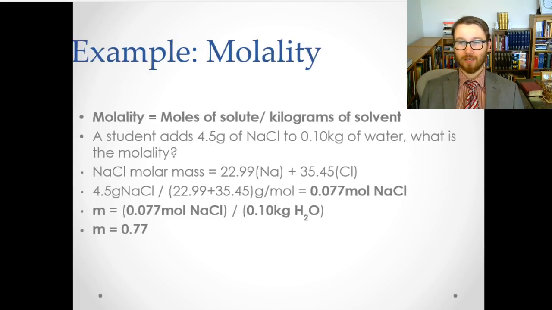Now, molality, not to be confused with molarity, is moles of solute divided by kilograms of solvent. So it's moles divided by kilograms. Now, a kilogram is 1,000 grams, as it turns out. Fun fact. So one thing to note before we talk about the example is that the symbol for molality is a lowercase m. It's not a capital M. A capital M means molarity, which we'll find out about next class. So remember that the symbol for molality is a lowercase m. That's why I'm using a lowercase m here.